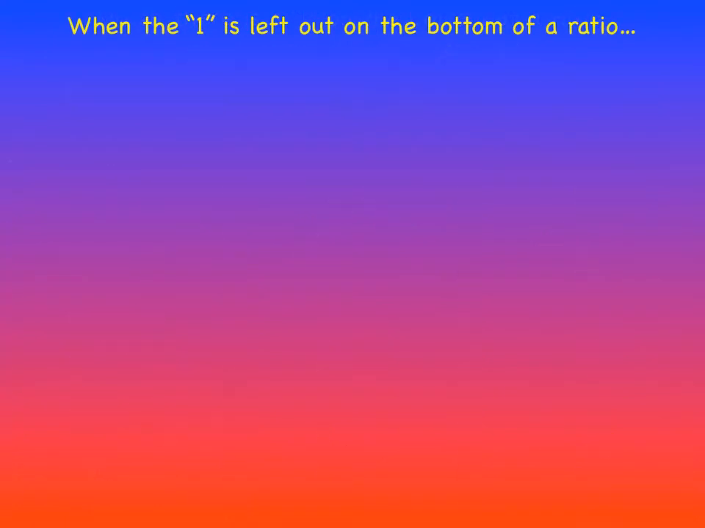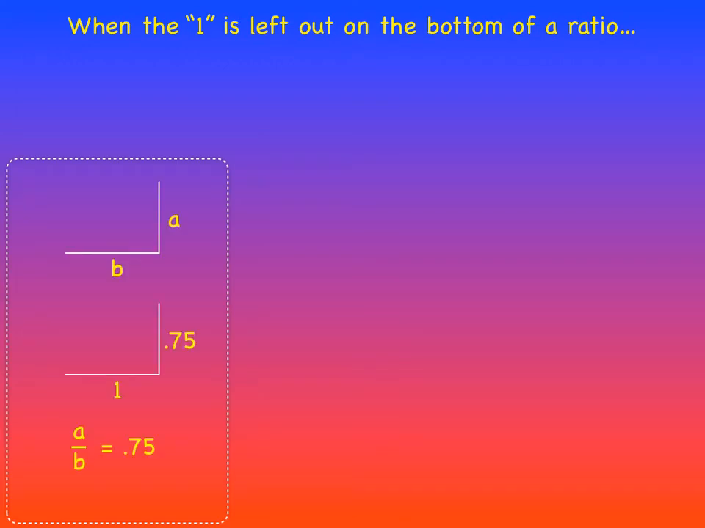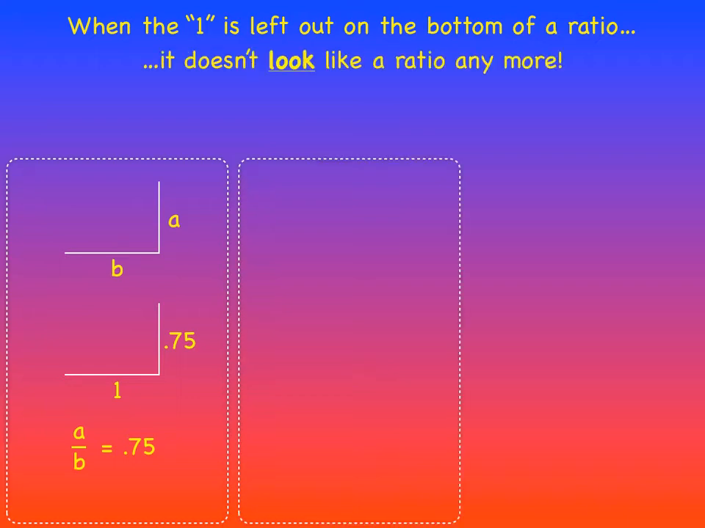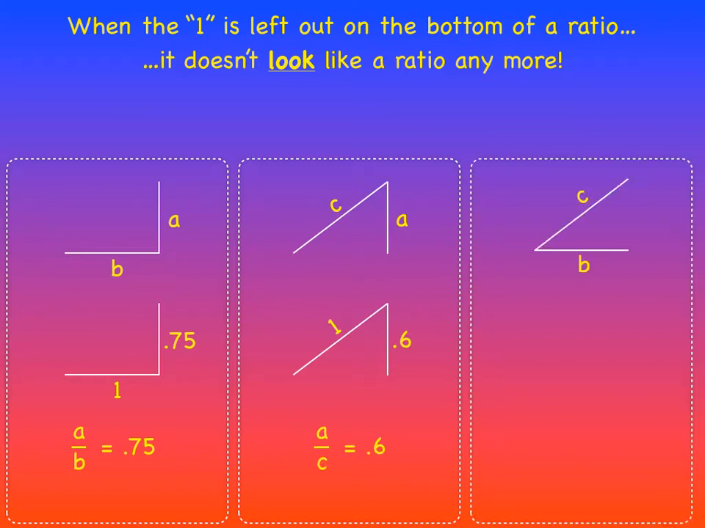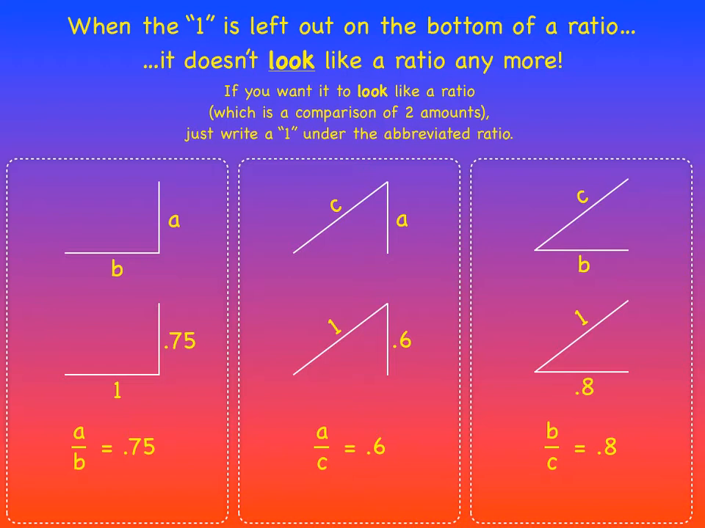When the 1 is left out on the bottom of a ratio, the ratio of A to B being 75/100ths, it doesn't look like a ratio anymore. Or the ratio of A to C is 6/10. Or the ratio of B to C is 8/10. If you want it to look like a ratio, which is always a comparison of two amounts, well, just write a 1 under the abbreviated ratio, and you can see it's such and such compared to 1.